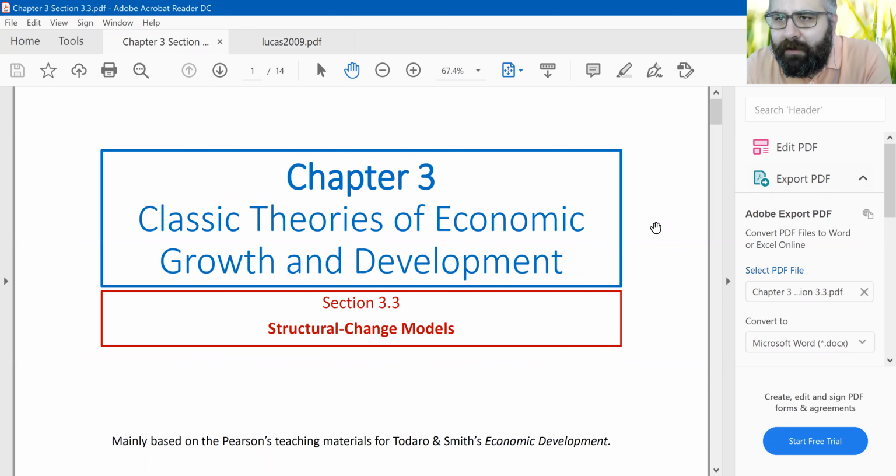Basically, they all focus on the transfer of resources from agriculture to industry and services, and the migration of people from rural areas to urban areas. This is mostly from your textbook, section 3.3.